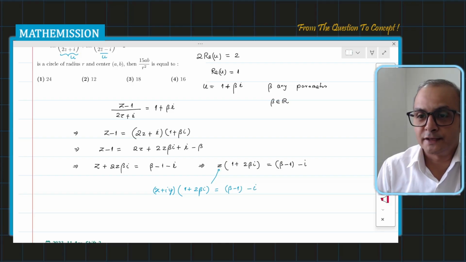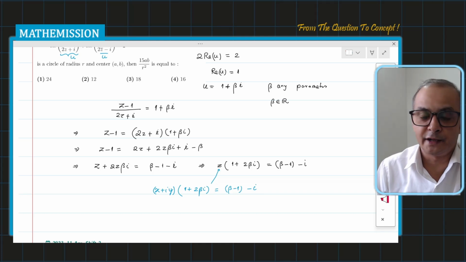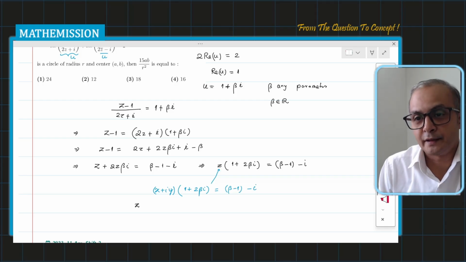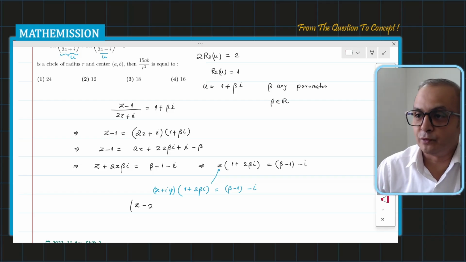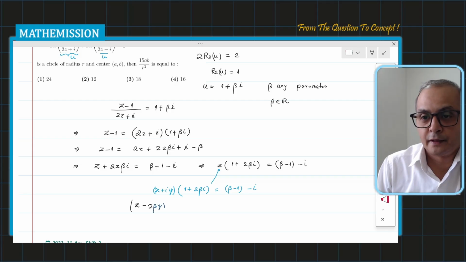And from there, you can see this is going to be the real part, imaginary part directly. If you multiply the two on the left hand side, the real part will become x minus 2 beta y. Beta only, 2 beta y. And the imaginary part will come as x with 2 beta, so 2x beta I can write. And also 2 beta I, and then this will give you plus y.